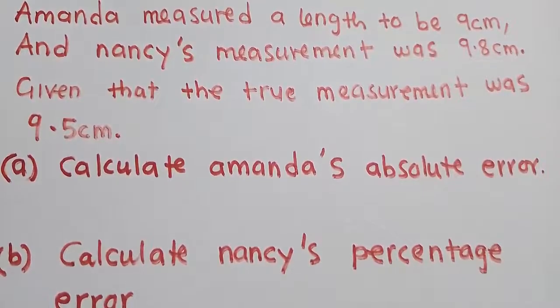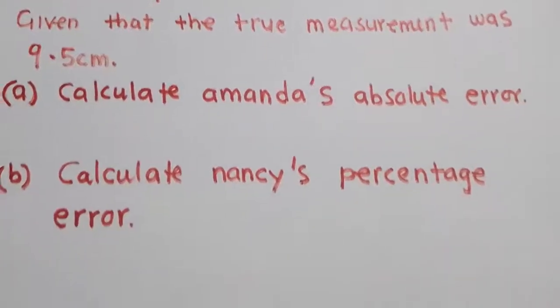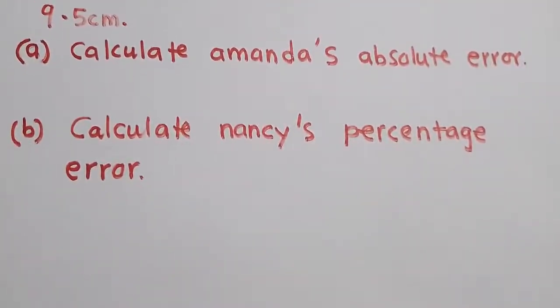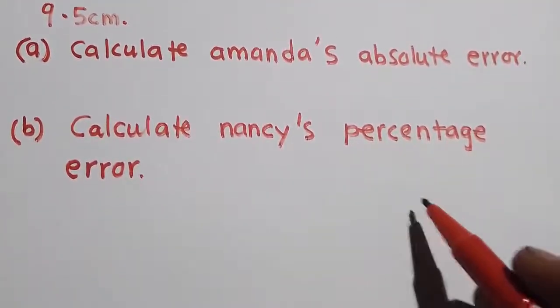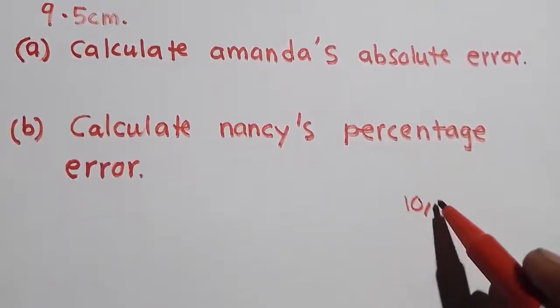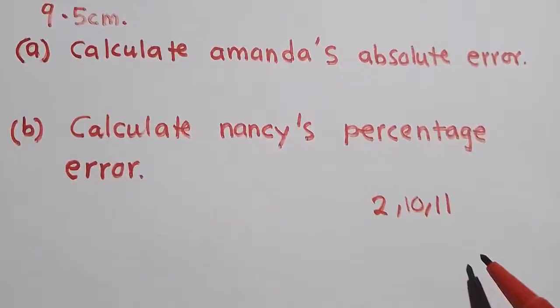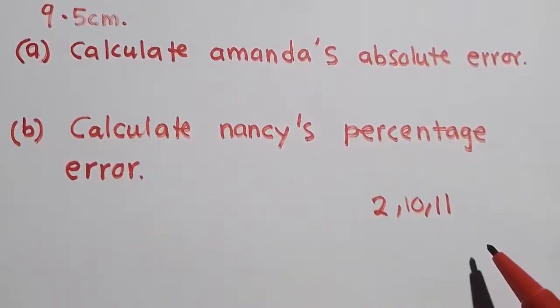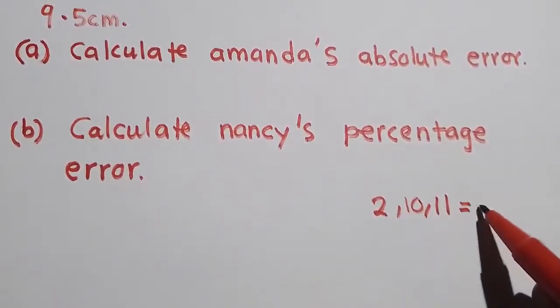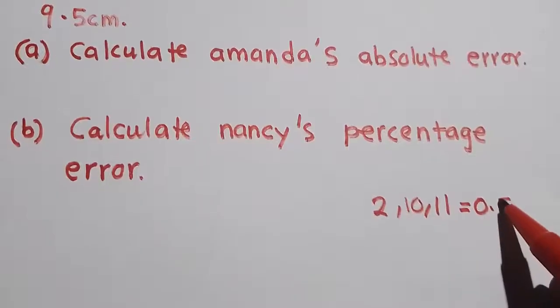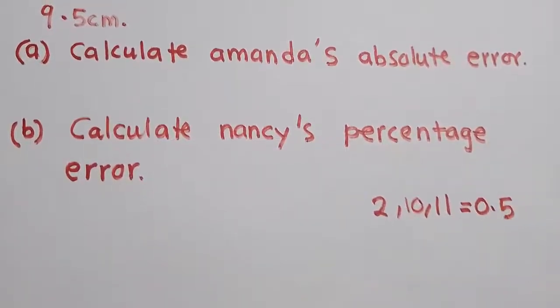So, I'm telling you that we know that when you have an whole number, let's say 10, 11, it can be 2, as long as it is a whole number, the absolute error of that one is 0.5. This is the absolute error.